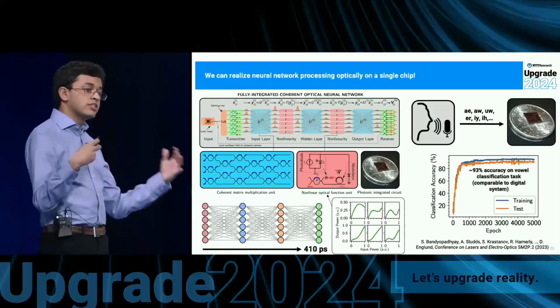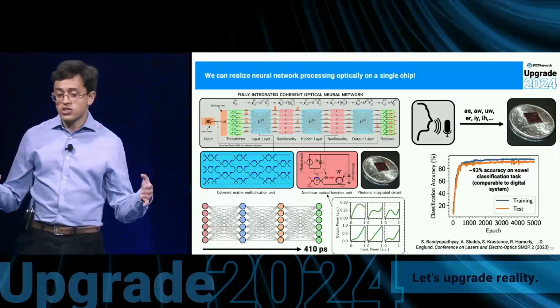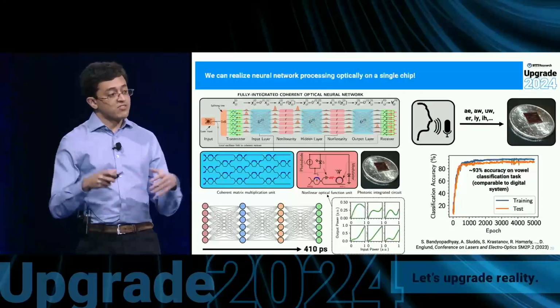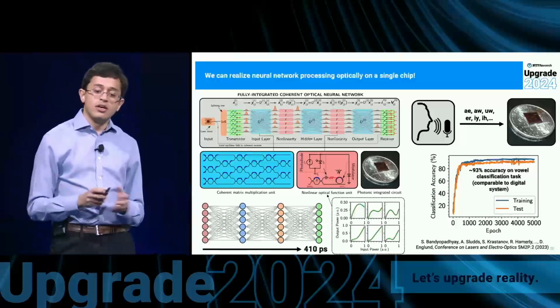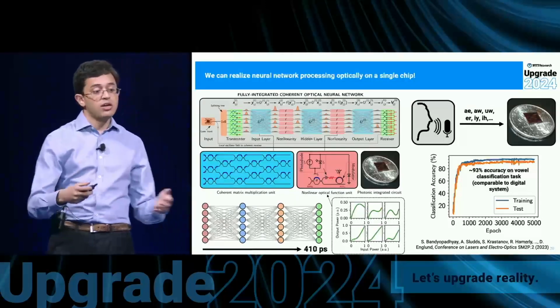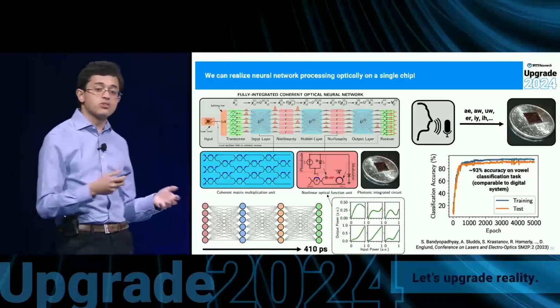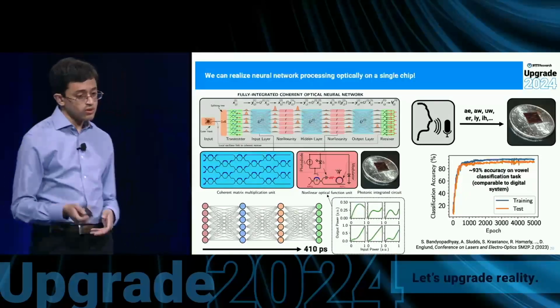And what we do is we run some speech processing tasks with this. And what we find is that when we train neural networks onto this device, we're able to perform classification of vowels with very high accuracy, so 93% accuracy. And what's very exciting about this is it's the same accuracy as we get on a digital system. So we're able to get comparable performance to a neural network run on a digital computer.